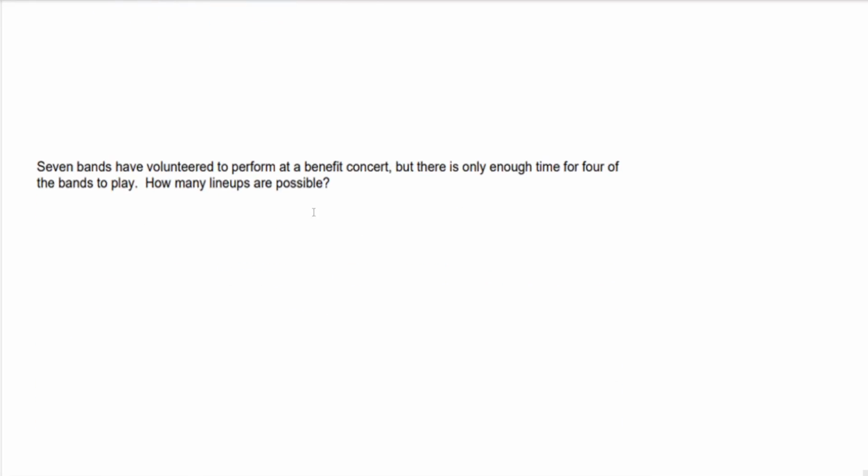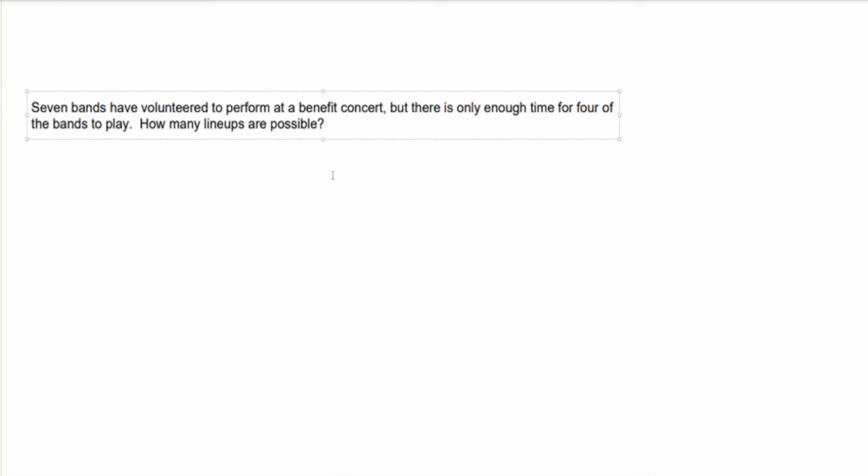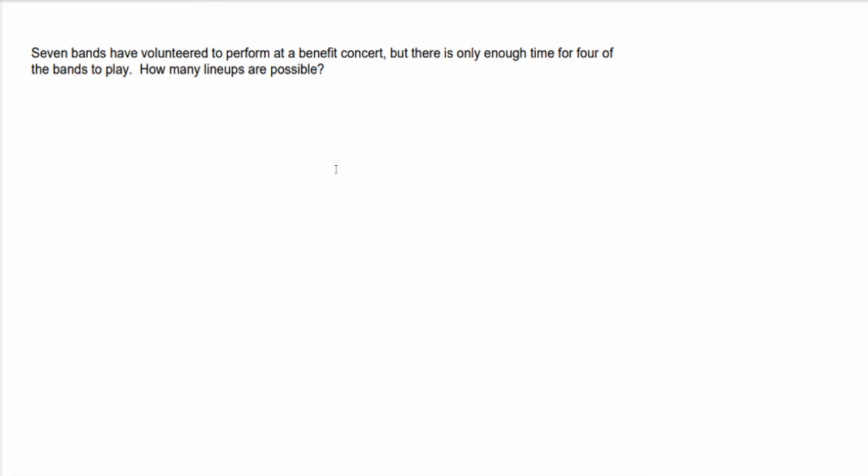Alright, okay, last one. We did the permutations, combinations. Time for a little StarCraft after this. 7 bands have volunteered to perform at a benefit concert, but there's only enough time for 4 of the bands to play. How many lineups are there?